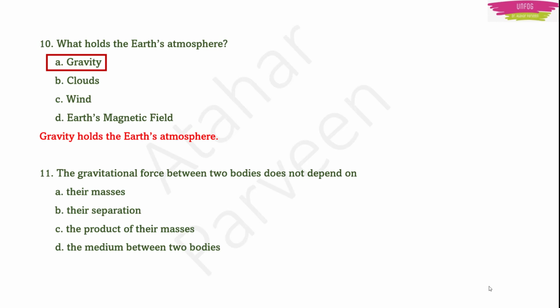Next, question number 11. The gravitational force between two bodies does not depend on... See friends, you have to read the question properly. Does not depend on their masses, their separation, the product of their masses, or the medium between the two bodies. According to our formula, F is proportional to m1 m2 upon r square. Means it is directly proportional to masses, inversely proportional to separation, directly proportional to the product of their masses. Correct? What is the one which is remaining, which will not hold good here?